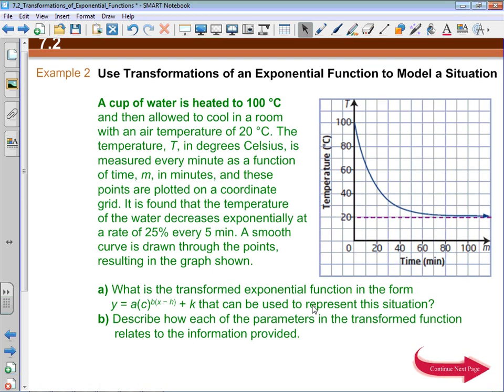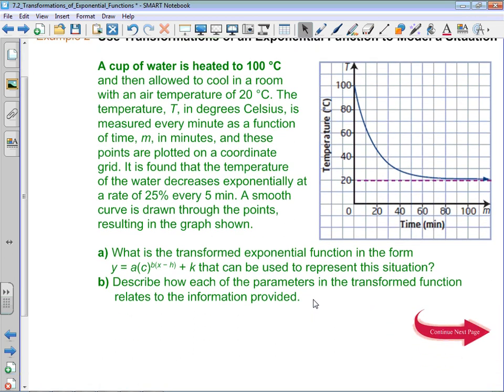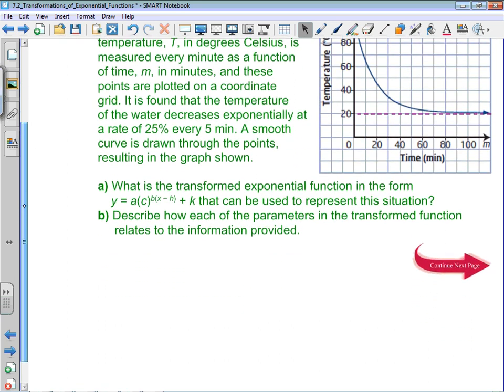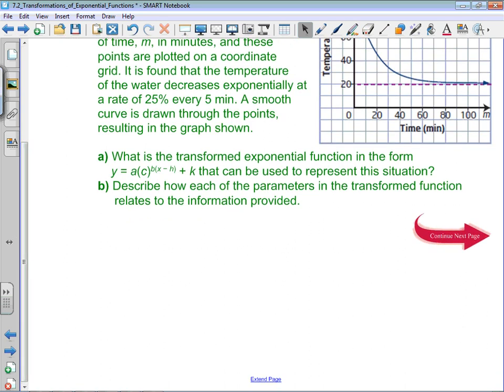All right, welcome to the last example, example 2 in 7.2 for Math 30-1. And it's everybody's favorite one, which is modeling a graph using a function. That's tricky. It takes a lot of practice. Right off the bat, we're going to try to read into the question. And I think that the hardest thing for students is the growth rate.